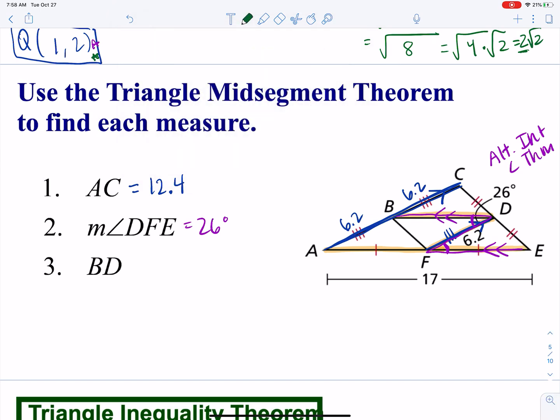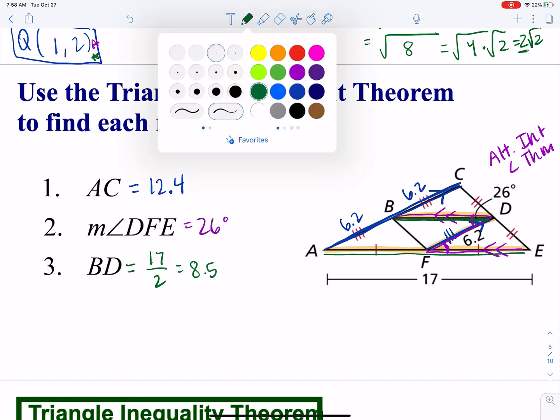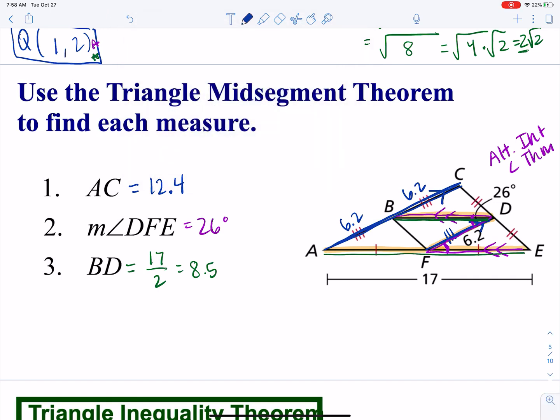And lastly, we're finding BD, which is parallel again to that AE side. AE has a length of 17. So BD would be half of that, 17 halves, or 8.5. That's the triangle midsegment theorem.